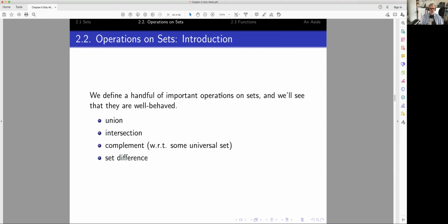2.2, we're going to define some basic operations on sets. Many of these you have seen in one way or another before. Maybe not in full generality, but they should be fairly familiar to you.